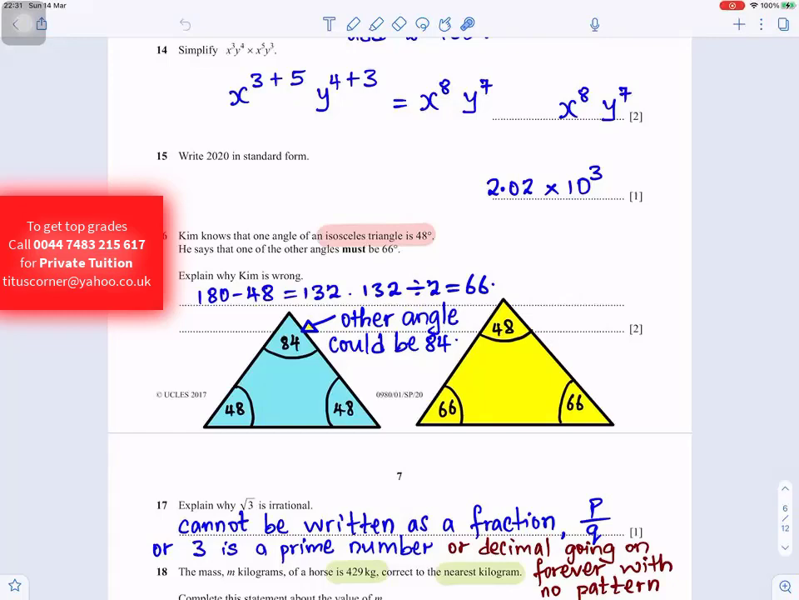Question number 17. Explain why square root of 3 is irrational. An irrational number cannot be written as a fraction like p over q. Or you might say 3 is a prime number, and with that prime number, you cannot find the exact square root. Or you can say, if you find the square root, you get a decimal which keeps going on forever with no pattern.